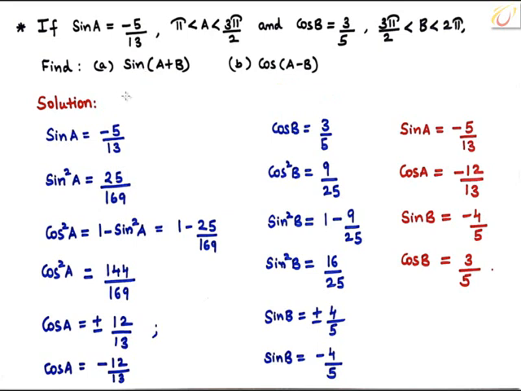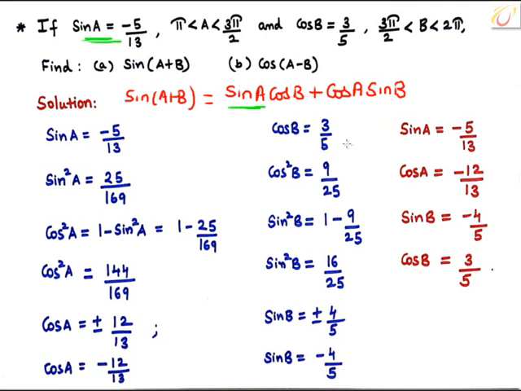So if we want to find the value of sin A plus B, what is the formula required? Sin A plus B is equal to sin A multiplied by cos B plus cos A multiplied by sin B. What do we have with us? We have the value of sin A, which you can see here, and we have the value of cos B, which you can see here. But we don't have the value of cos A and we don't have the value of sin B.